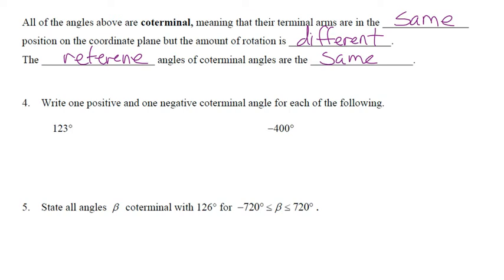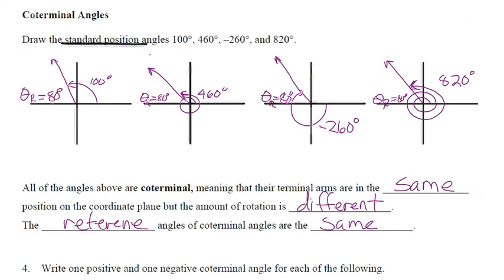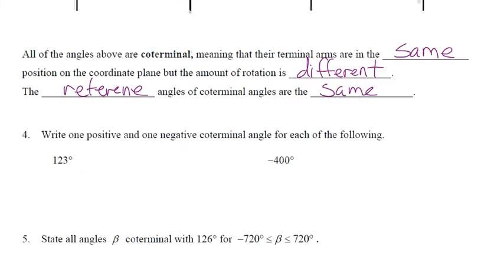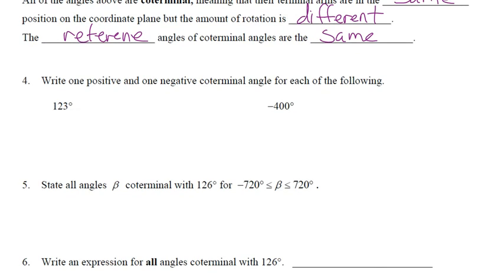Okay, write one positive and one negative coterminal angle for each of the following. All right, so how do we get to be coterminal? Add 360, or subtract 360, because that'll take us full circle, which means we're going to end up where we started. So one positive angle: 123 degrees plus 360 degrees is 483 degrees. And how do I get a negative one?